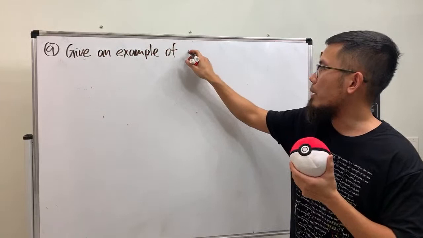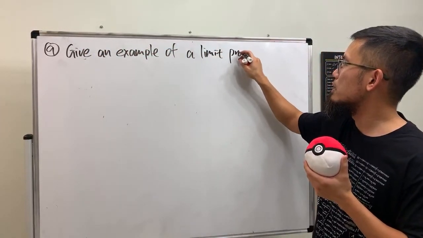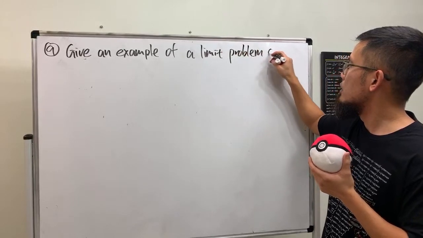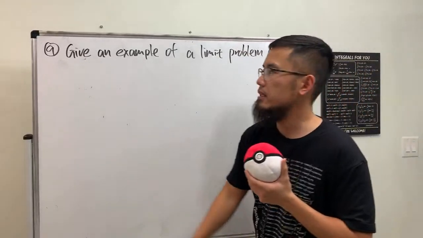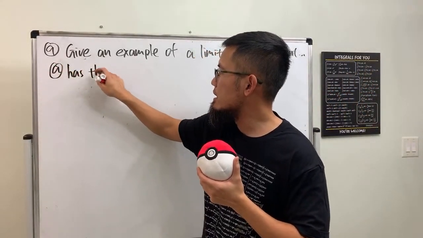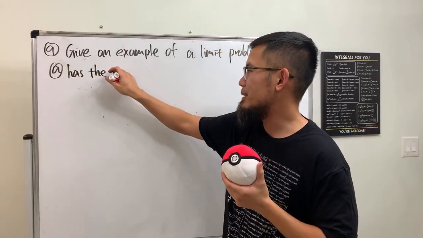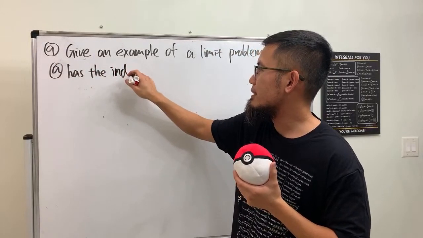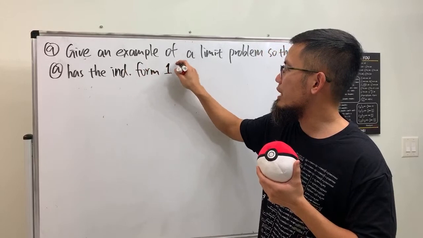of a limit problem so that it has the indeterminate form. No, I'm still going to spell it out. Indeterminate form of 1 to the infinity's power.